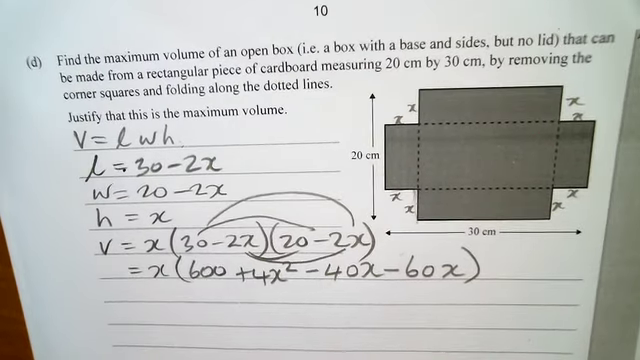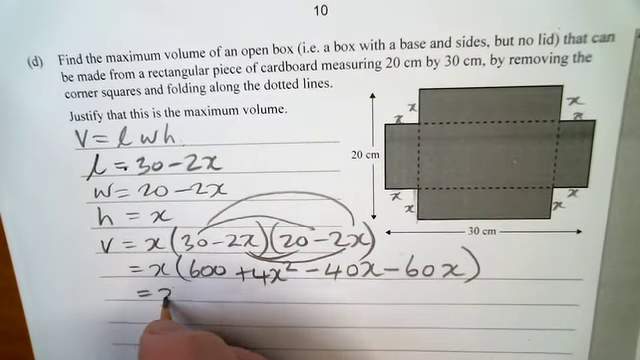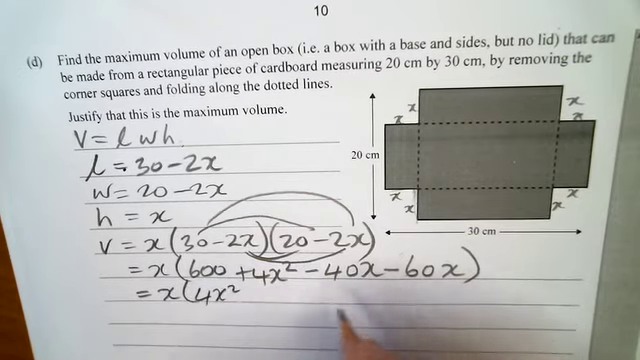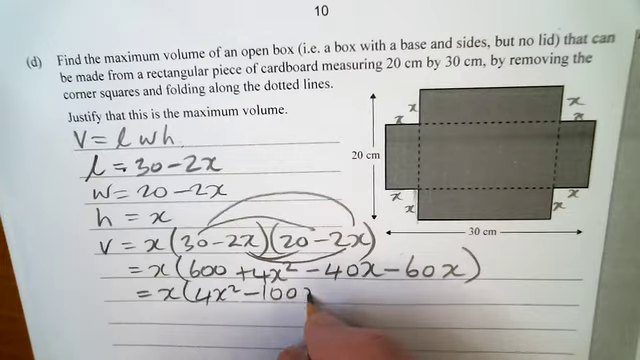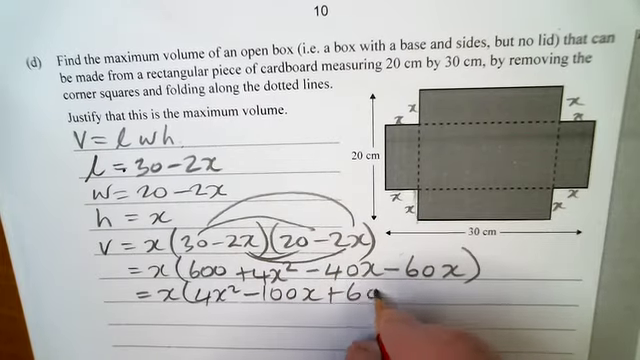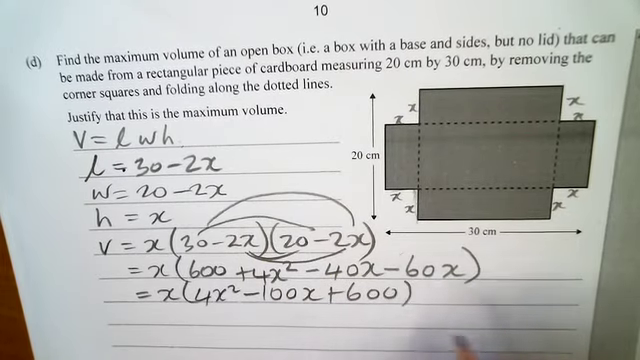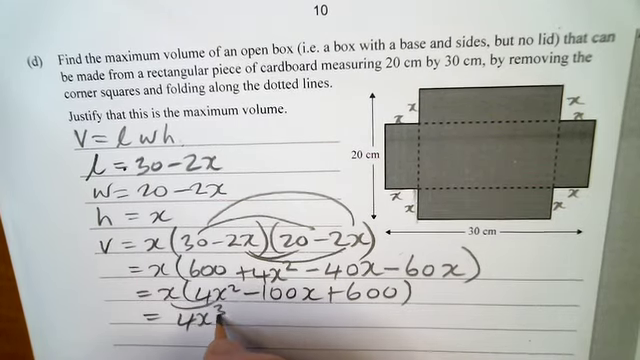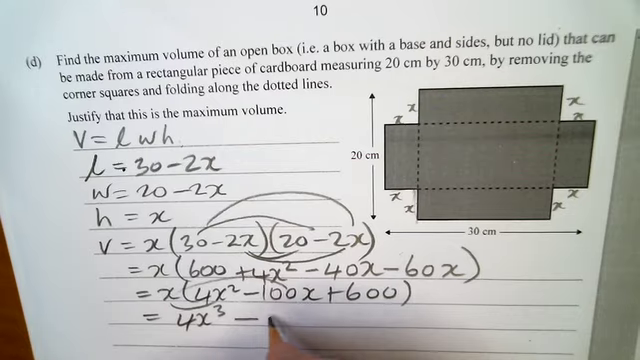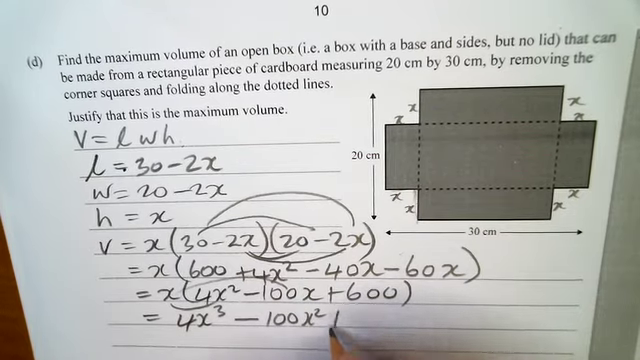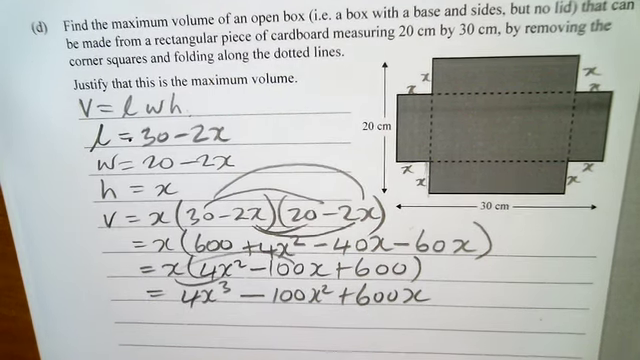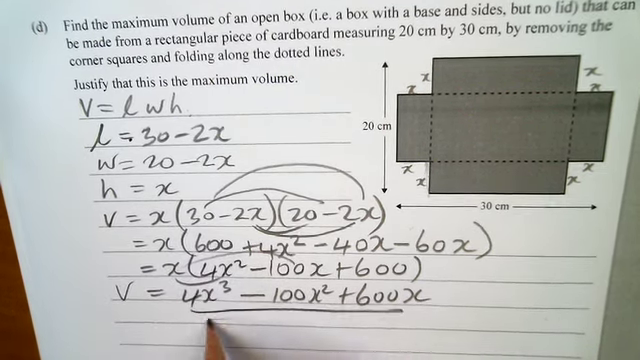So expanding all of that out, I'll leave the x there for a second. This is going to be 4x squared minus 100x plus 600. And I'm just going to multiply everything by x now, which is going to equal 4x cubed minus 100x squared plus 600x. All that looks pretty good. Now, of course, that is the volume, right? That's the volume.